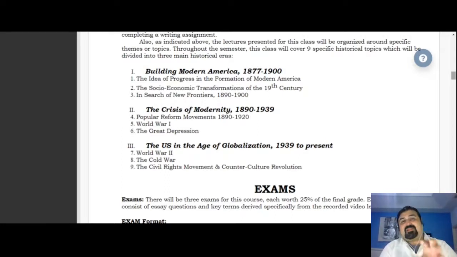But within each one of those historical periods, there's going to be three main topics or themes. Okay, so what that means is that my lectures are already organized based on themes, based on certain topics. So it's not like you're just going to be listening to lectures that are presented randomly year by year and so on and so forth. But rather what I do is that I take a specific theme, let's say the idea of progress, okay, in the formation of modern America.